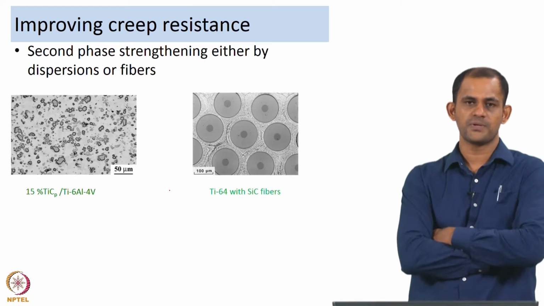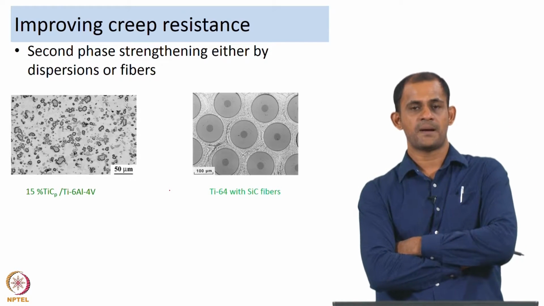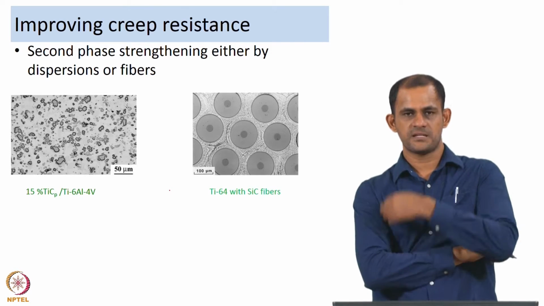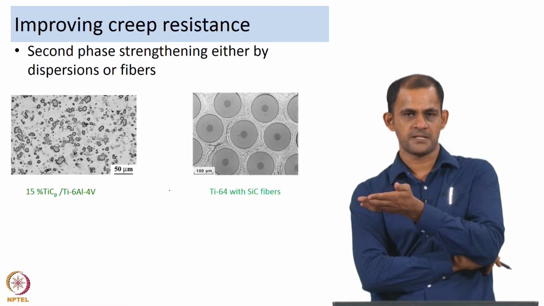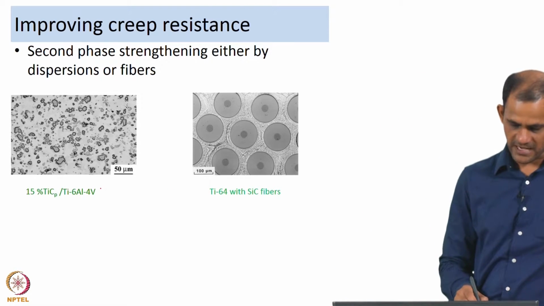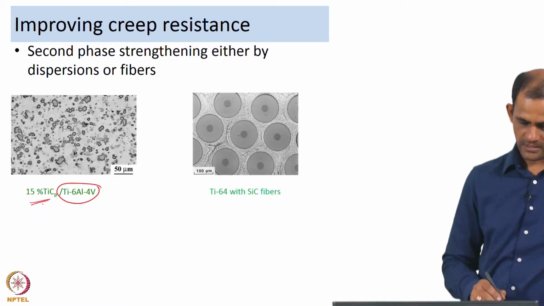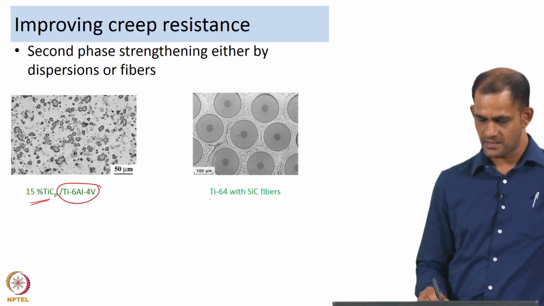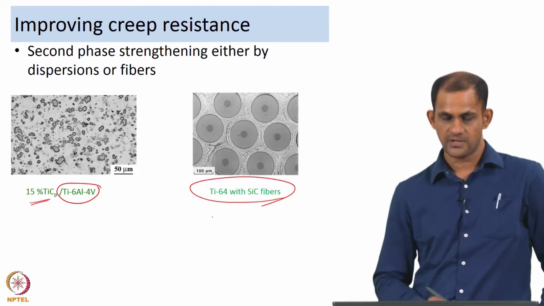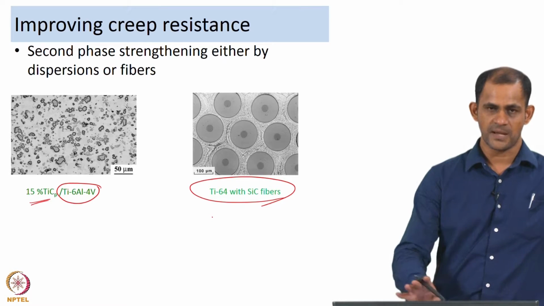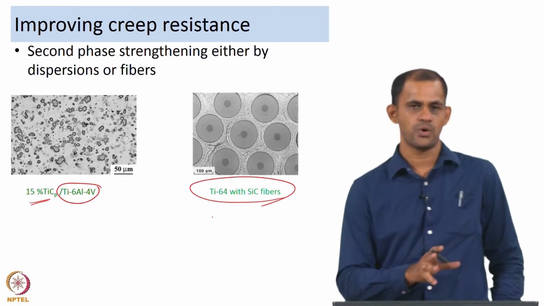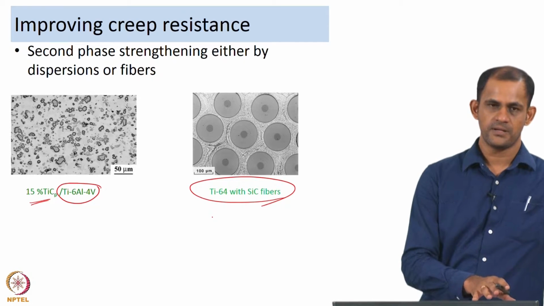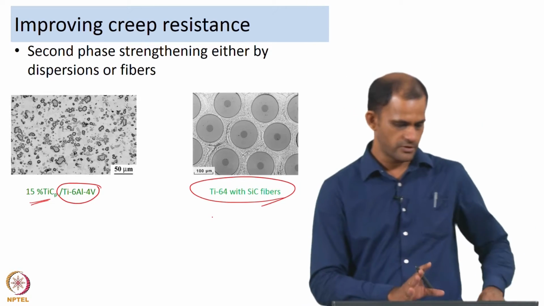So, this is about improving the creep resistance of a material by introducing some second phases into the matrix. The second phase could be either dispersions or fibers. This is a microstructure of titanium 6 aluminum 4 vanadium with a dispersion of titanium carbide precipitates, and this is another case where it is titanium 6 aluminum 4 vanadium reinforced with silicon carbide fibers. These microstructures are for the sake of illustration, to tell you how a fiber reinforced system and a particle reinforced system would look.